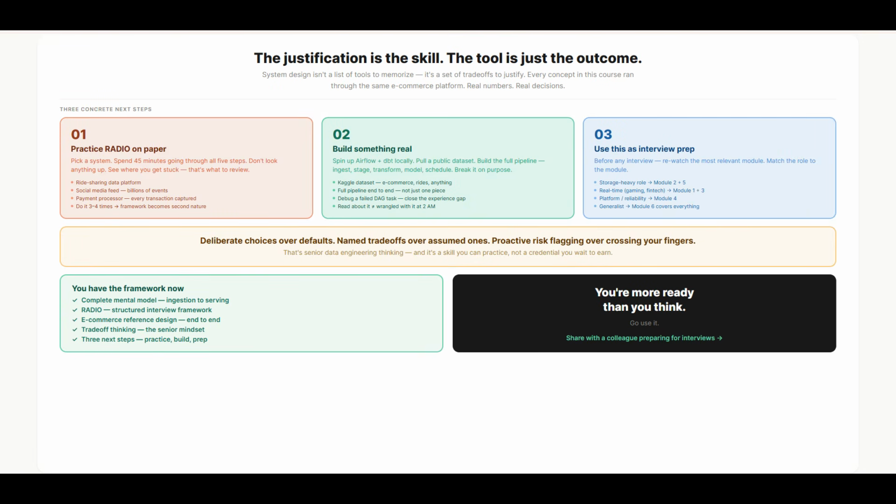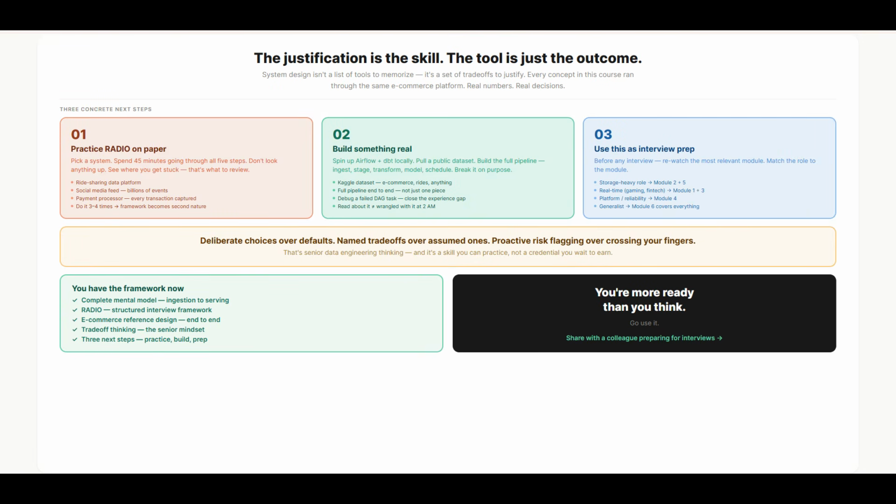Here's the thing that separates strong candidates from great ones. It's not knowing the right answer. It's being the person in the room who says, "I'd go with the lakehouse here because the ML team needs raw access alongside the analysts. But I want to flag that this means we take on schema evolution risk and need to invest in data contracts. Here's how I'd handle it."